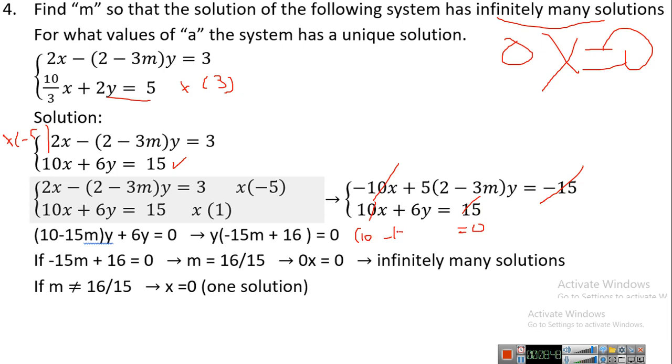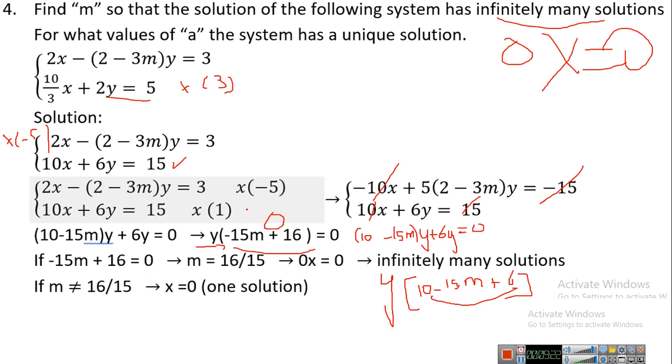If you put y in factor, you have 10 minus 15m y plus 6y equal to 0. So I put y in factor, as you can see here. You have 10 minus 15m, and you have plus 6. So 10 plus 6 is 16, as you can see, minus 15m plus 16 is 0. Now to have infinitely many solutions, you're going to get 0y is 0. So this minus 15m plus 16 is 0, so m will be 16 over 15.